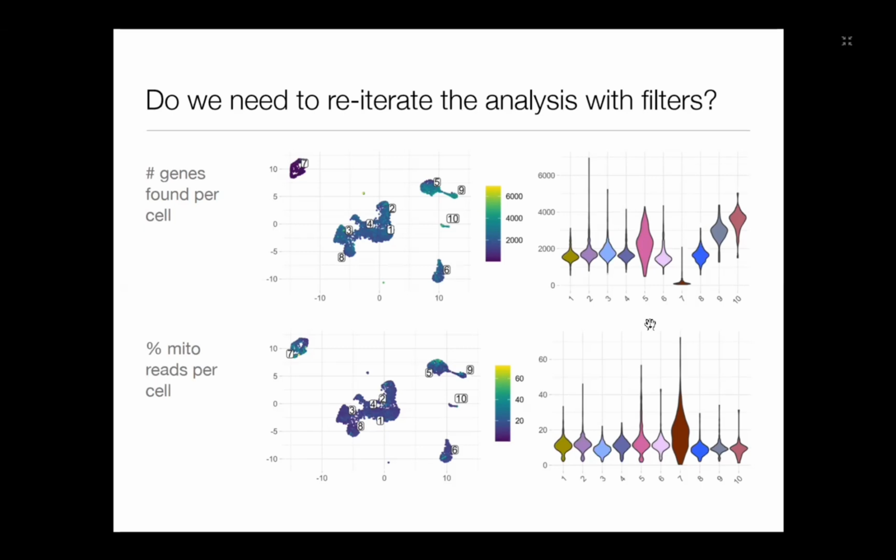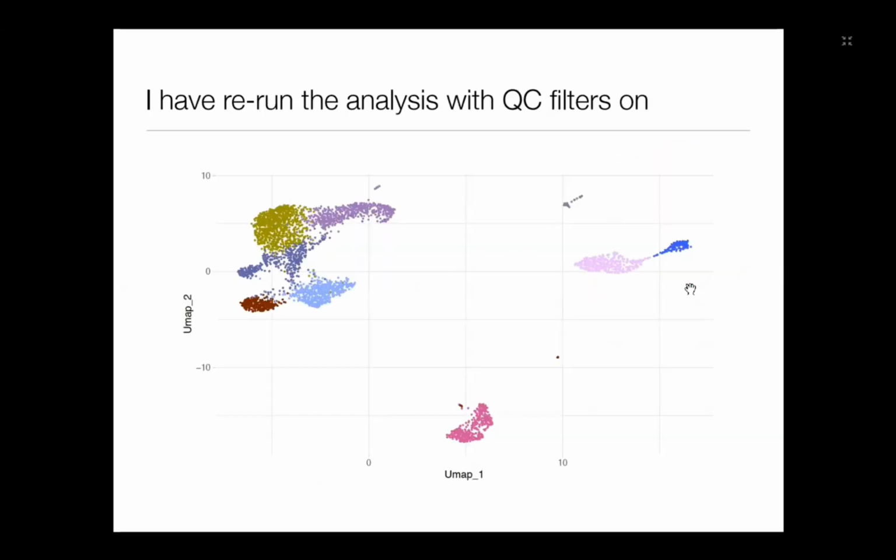So I'm asking you, what do you think, which cluster would we have to remove from the analysis? Cluster number 7, a low number of genes found and a higher percentage of mitochondrial reads. So maybe you can also suggest what are the cutoffs that we should use. That's what I would do also, 20 for mitochondrial reads. And I guess here for the number of genes, I would have taken also 800 or something along those lines. Okay, so I actually did that and I repeated the analysis. And these are our new clusters and the new UMAP.